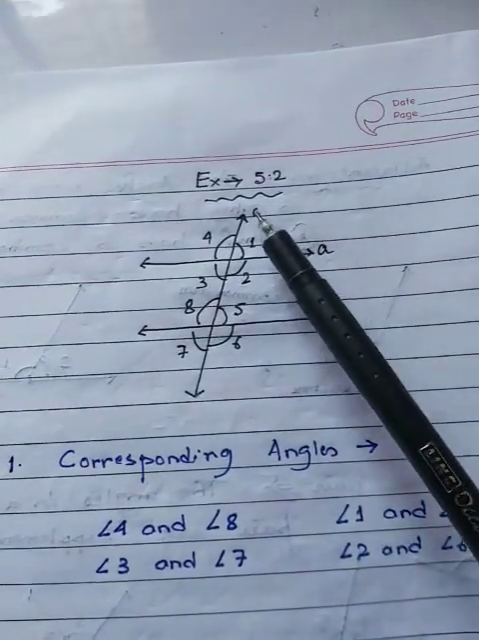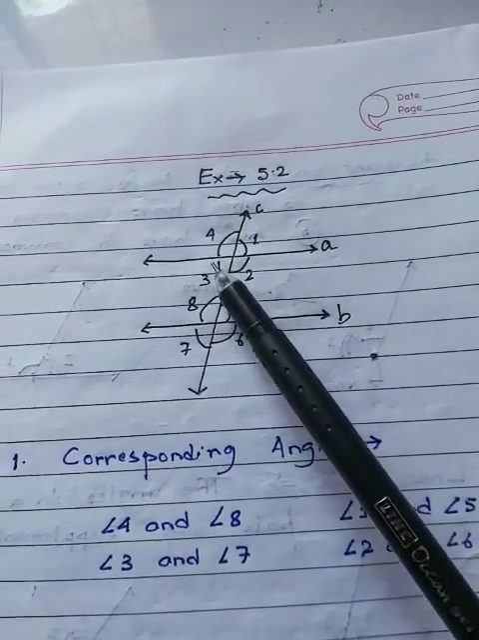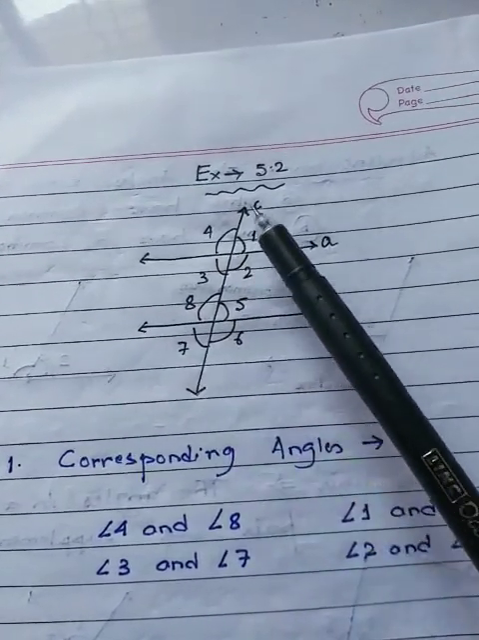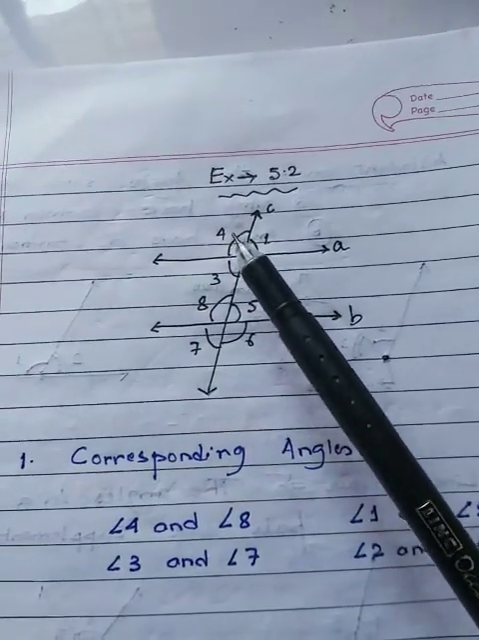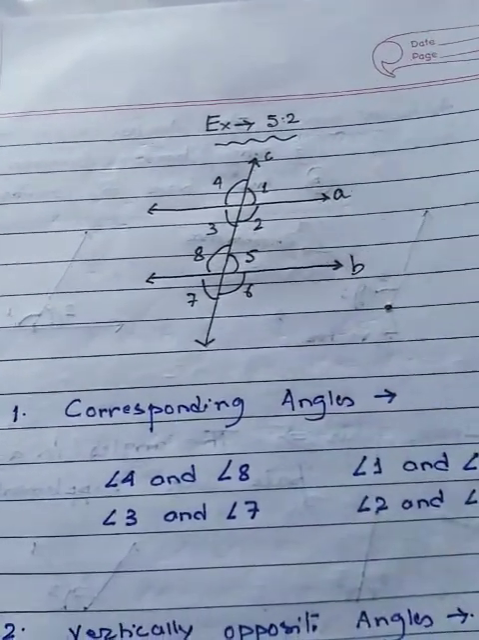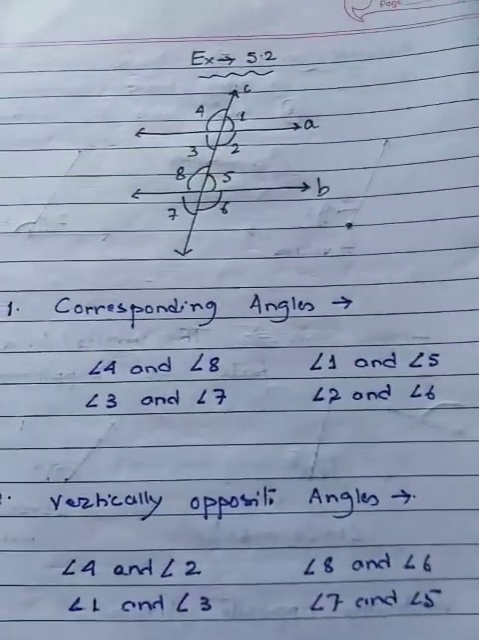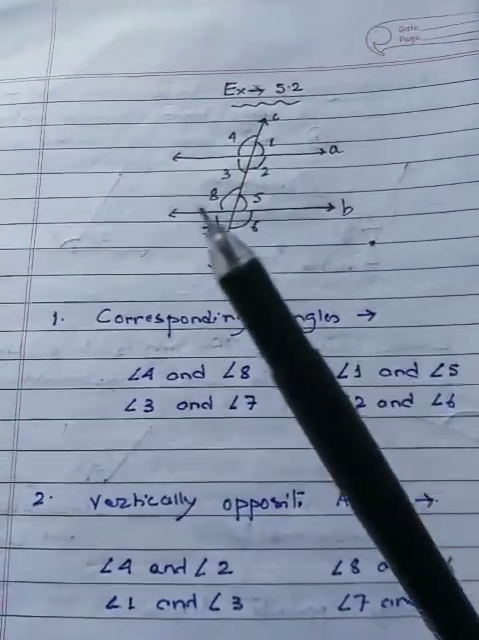Now when this line intersects these parallel lines, some angles are formed. You see 1, 2, 3, 4, 5, 6, 7, 8. Somehow they are related to each other. So we'll understand the relation between all these angles. This is very important for exercise 5.2, so please concentrate properly.